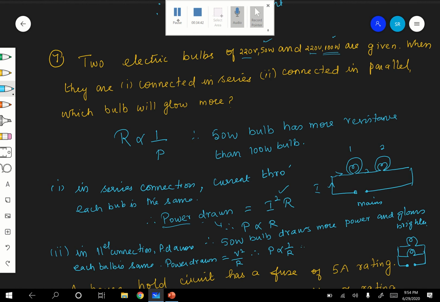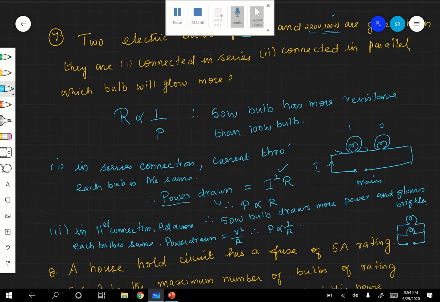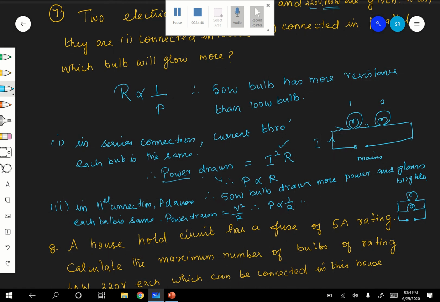Children, every time I have some problem with the space. I don't know, I have to manage. See, this is for series connection.